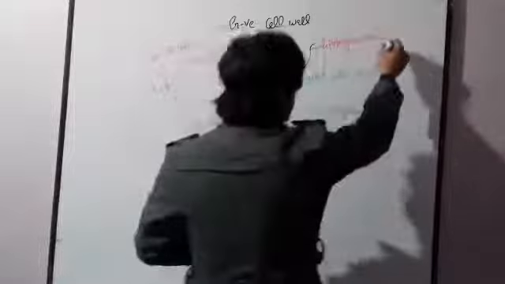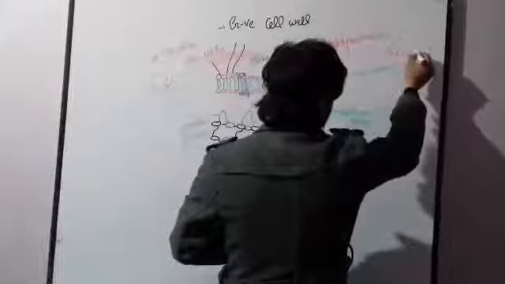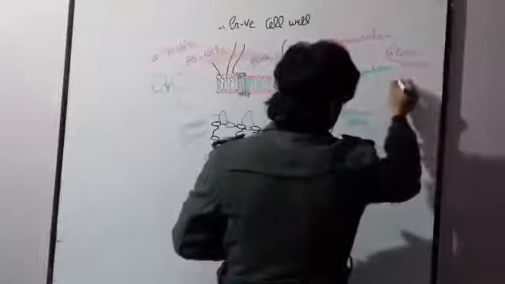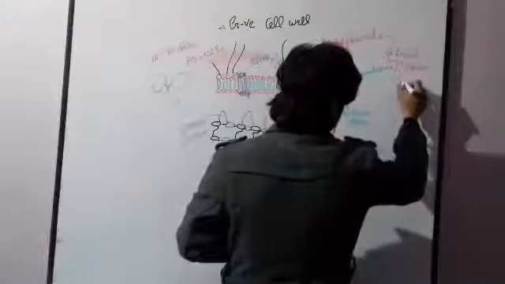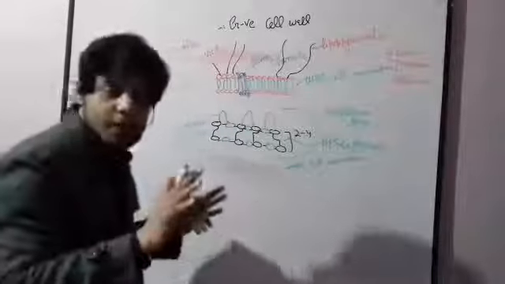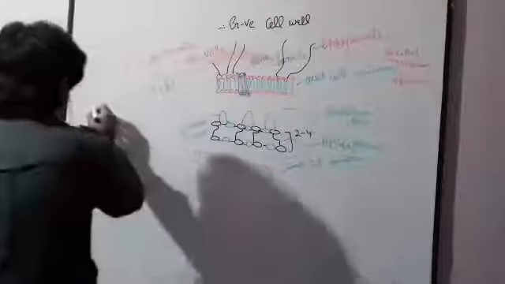Lipopolysaccharide is actually made up of lipid, protein, and sugar, meaning saccharide. If we see this lipopolysaccharide, how will it look like? It consists of three main parts: O side chain, core polysaccharide, and lipid A. How will these look like?